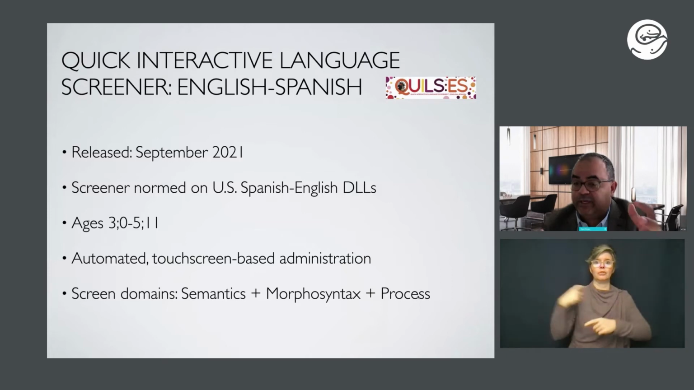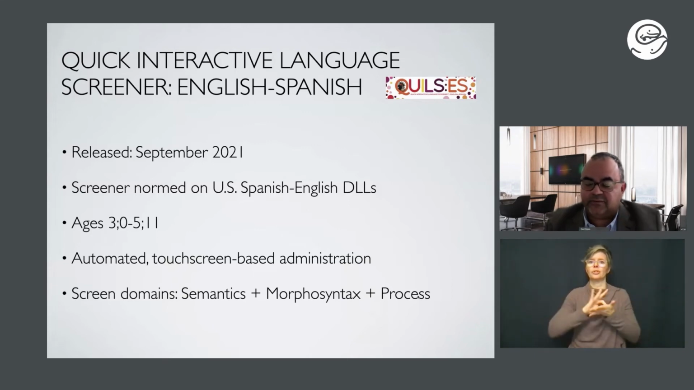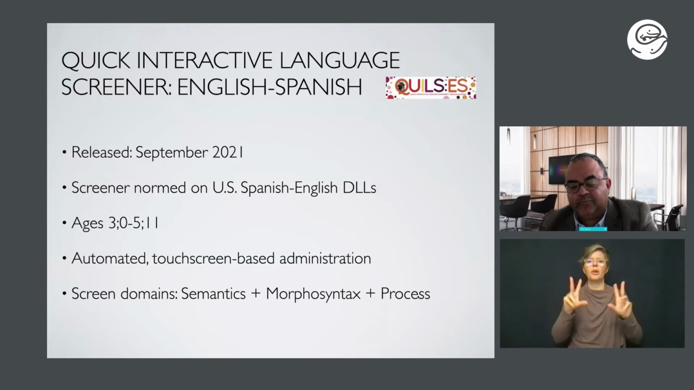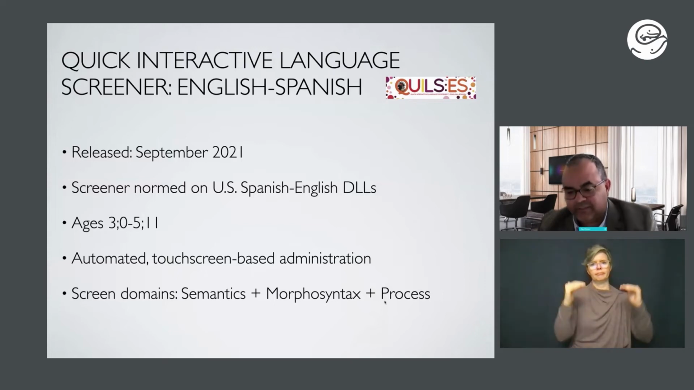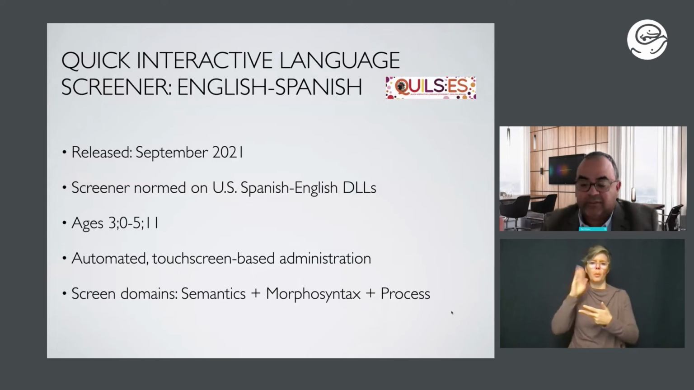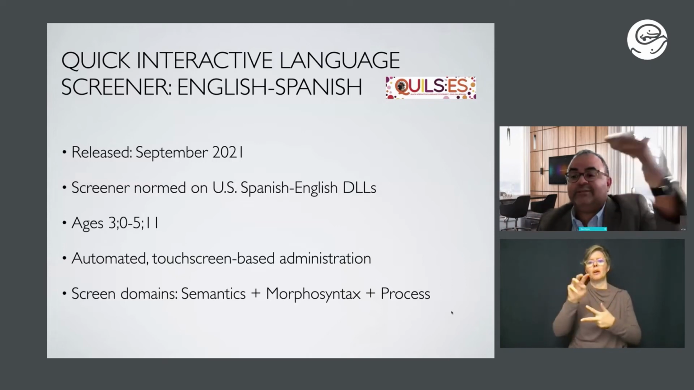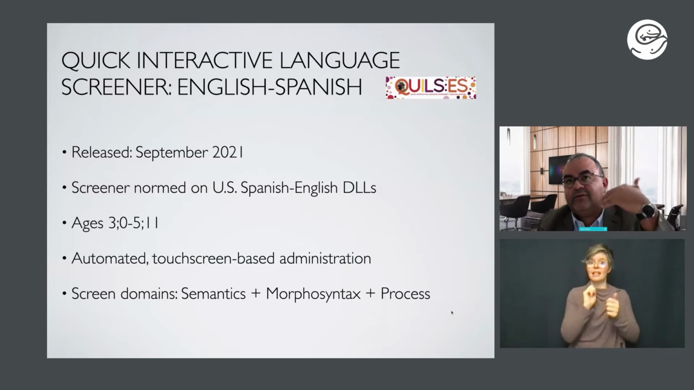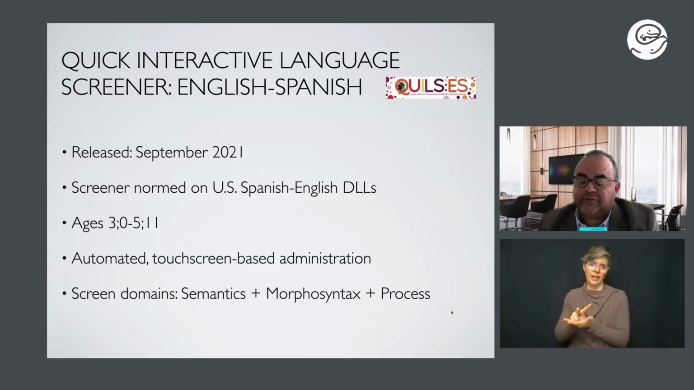And then the score that you get from the QUILLS ES is, quote unquote, your best language score, right? So it doesn't necessarily give you a score for English or a score for Spanish, but in the semantics, the kid's probably going to have a difference in their English and Spanish score. It's going to give you the best language score for semantics, the best language score for morphosyntax, and the best language score for process. And then overall, it's going to tell you, yes, the kid passed the screener or the kid did not pass the screener, right? A kid who does not pass the screener is a kid who you would want to refer for speech and language evaluation.